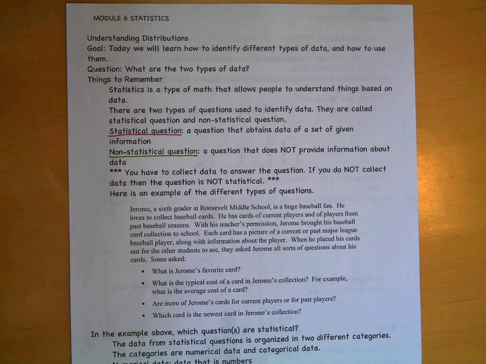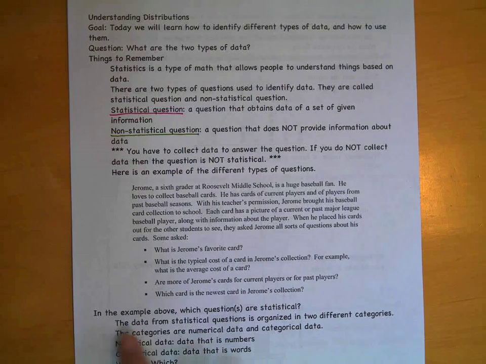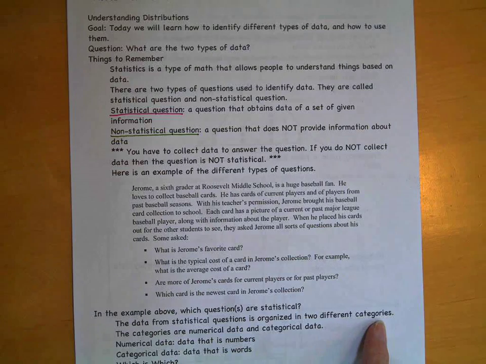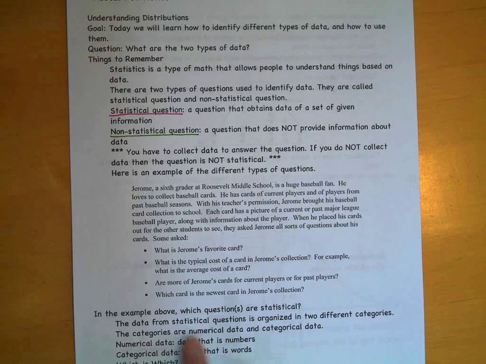So our job as these statisticians is to be able to understand which one of all those questions are statistical questions and which ones are non-statistical questions. In the example above, which questions are statistical? The data from statistical questions is organized in two different categories. The categories are numerical data and categorical data.